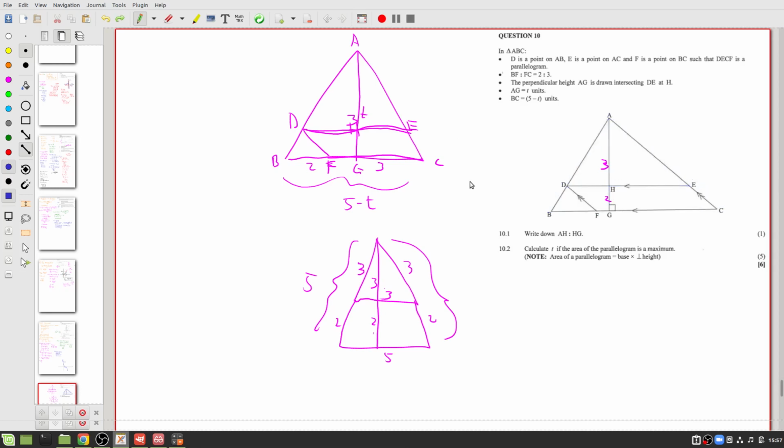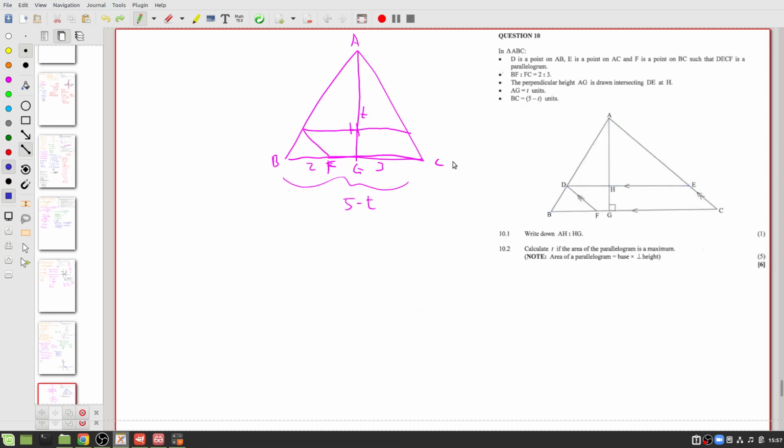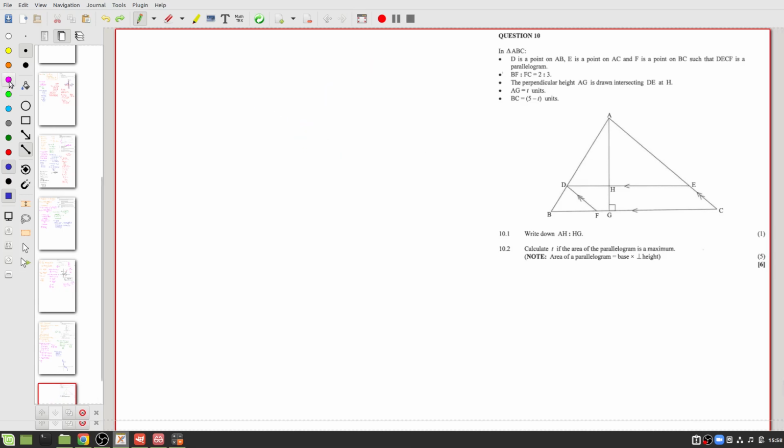Okay, I hope that makes sense. I know some of these things sometimes feel quite a bit tricky, but it really isn't that bad, especially if you just look for similar triangles. That's going to be a big help.